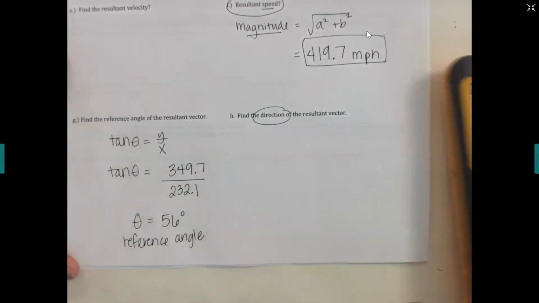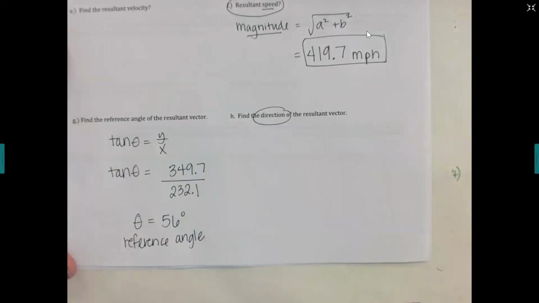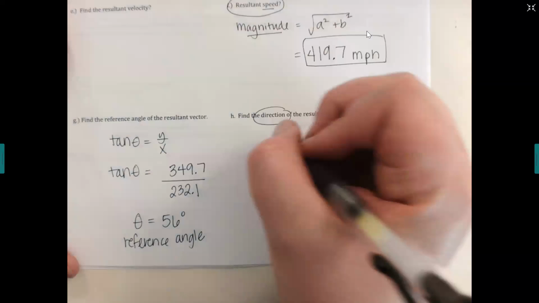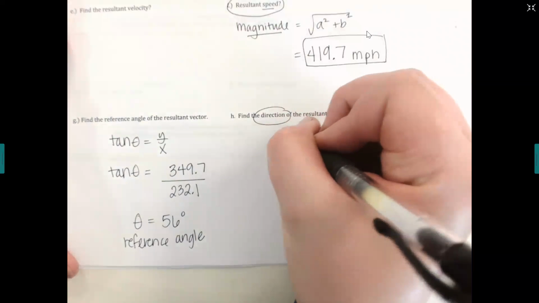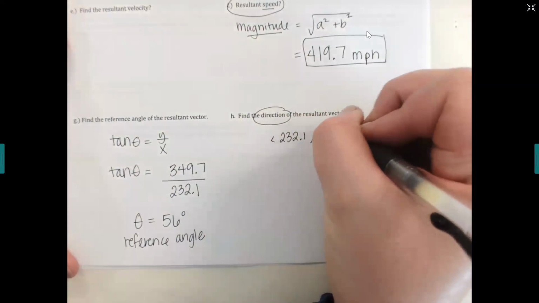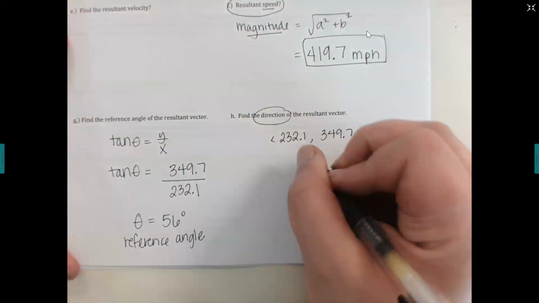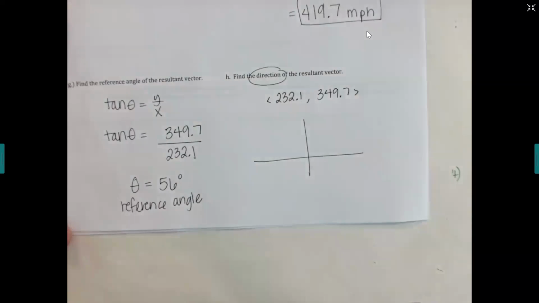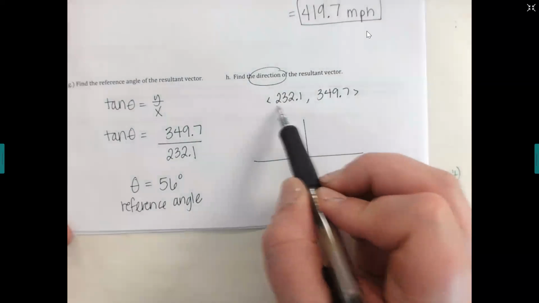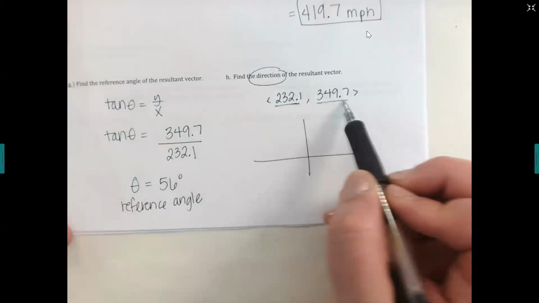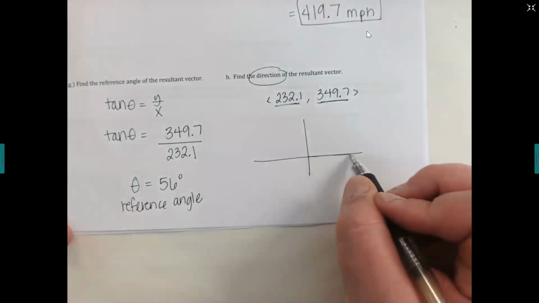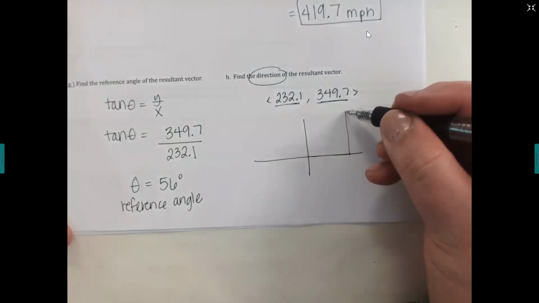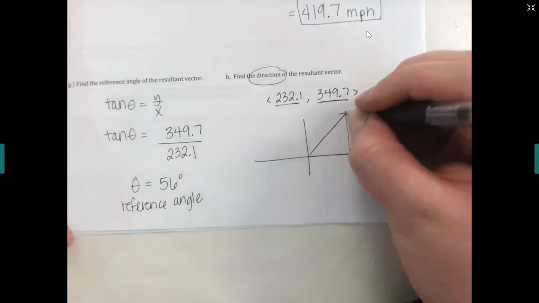Okay, then the last thing you have to do is check your direction, which probably some of us forgot, but I'm going to remind you. If you graph this vector, 232.1 and 349.7, what quadrant would you end up? Yeah, I'd go to the right and then I go up, right? I'd go this way 232, this way 349, and then my vector would be up there.